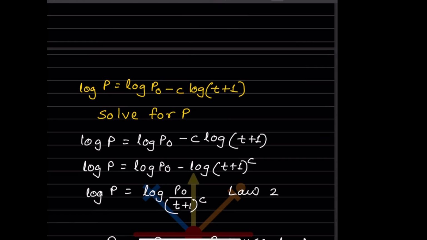Now we have log of p is log of p0 minus c log of p plus 1, and we have to solve for p. So this will be same. We have repeated the equation over here.